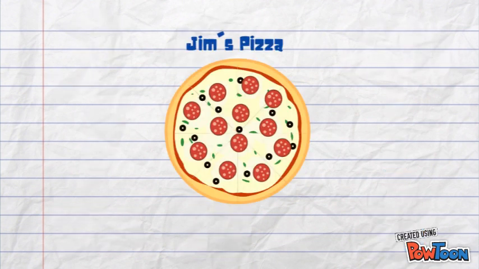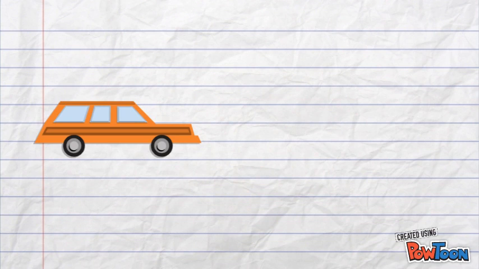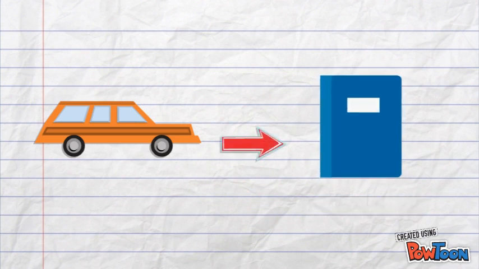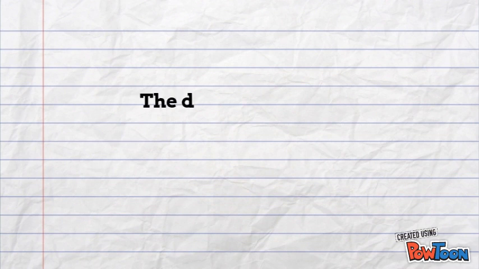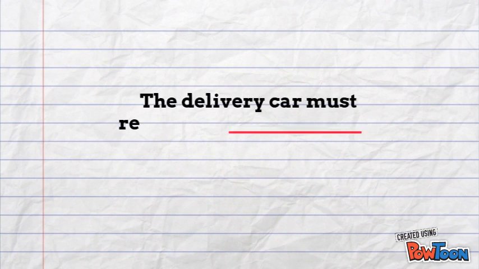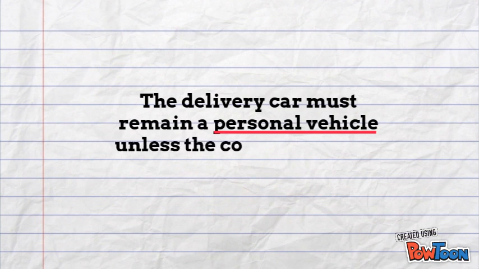And for our last example, we have Jim's Pizza. Jim wants to buy a new delivery car. The company is low on cash, so he decides to pay for the car himself. Jim intends to add the car to the balance sheet of the pizza shop. However, since the car was bought by Jim personally, it must remain a personal vehicle unless the company buys it from Jim, in order not to violate the economic entity assumption.